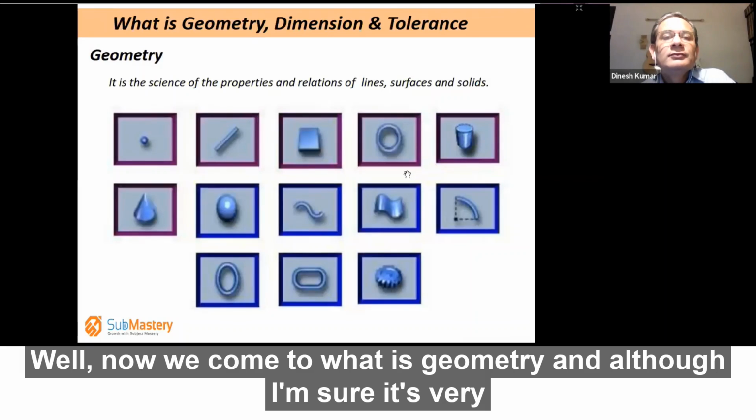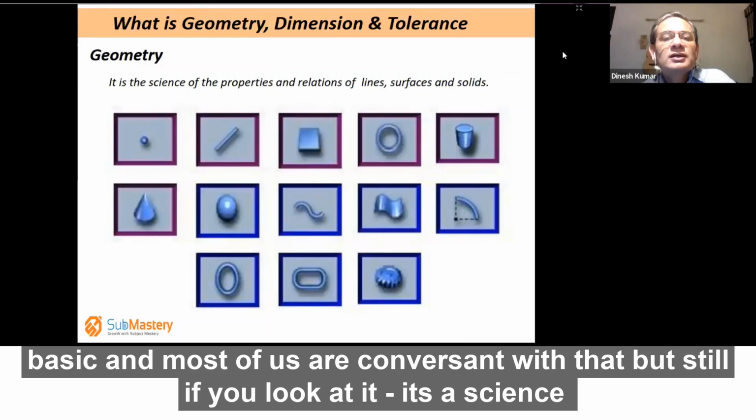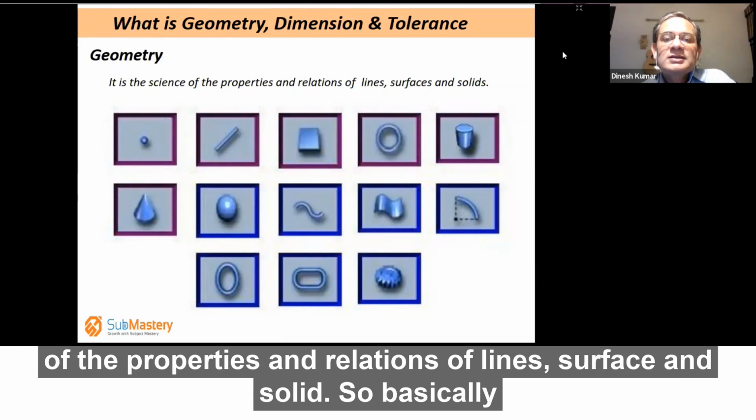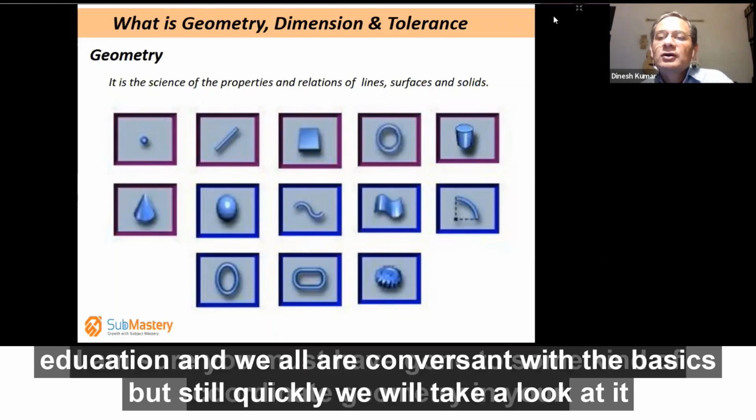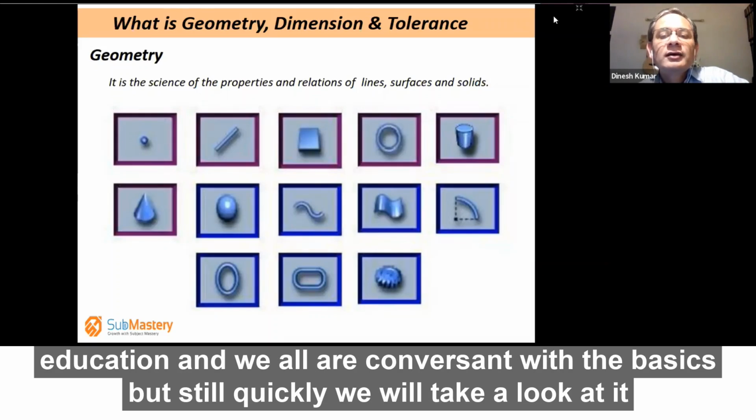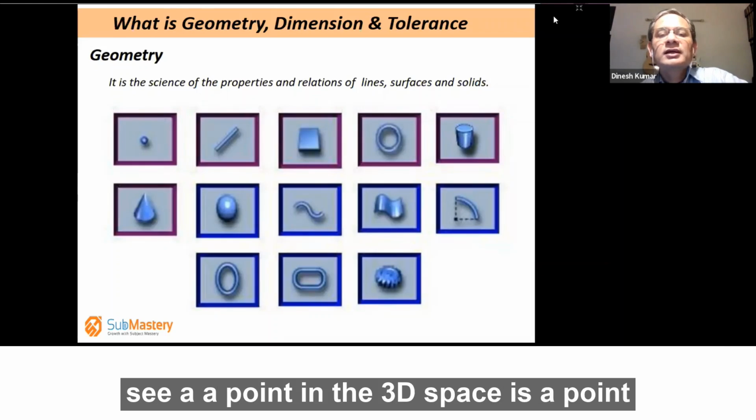Well, now we come to what is geometry. I'm sure it's very basic and most of us are conversant with it, but still, if you look at it, it is a science of the properties and relations of lines, surfaces, and solids. I am sure you must have gone through some coordinate geometry in your education, and we all are conversant with the basics, but still quickly we'll take a look at it.